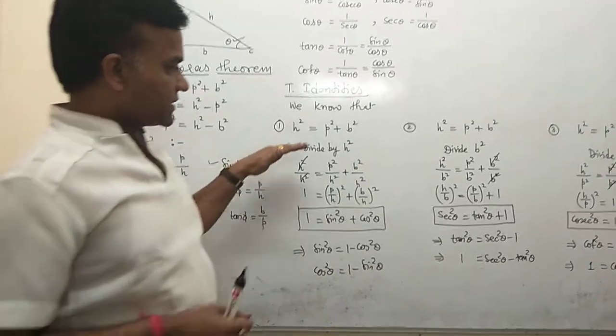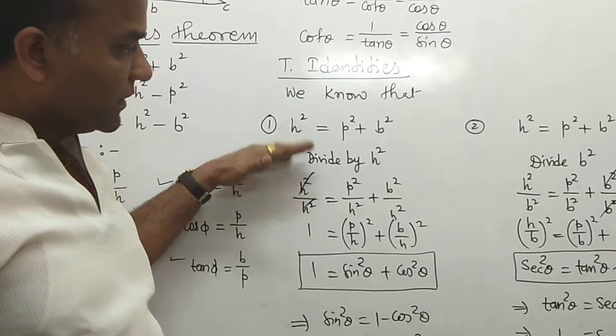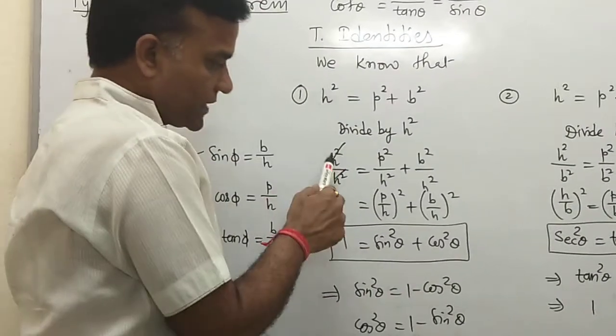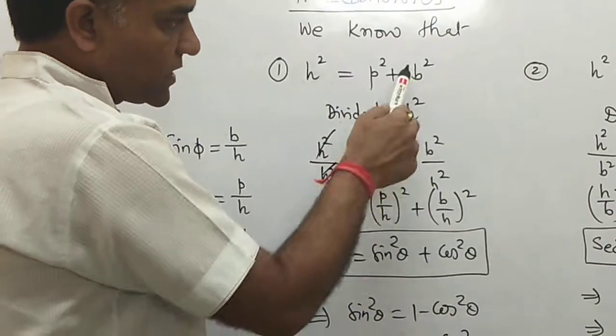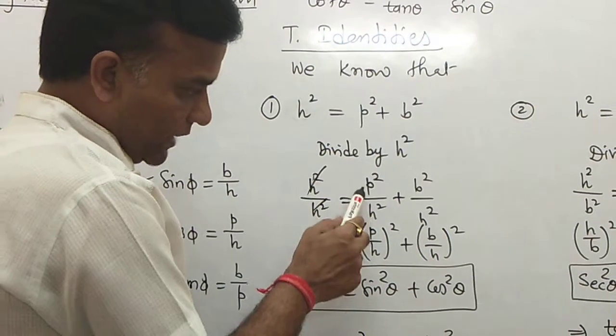Like first you write down the theorem and divide it by H square. After dividing by H square, you get H square by H square, P square by H square and B square by H square. So H square cancels out, you have 1 and P by H.